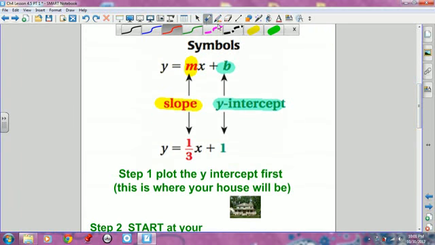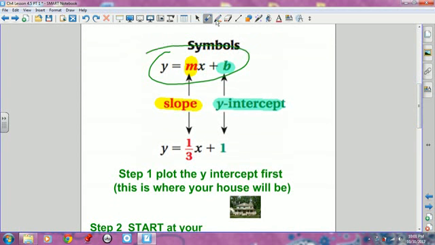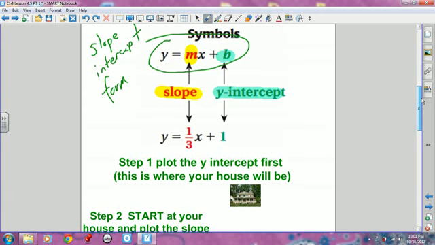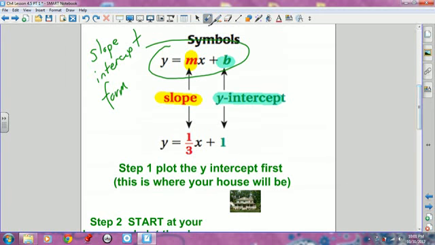If you would, on your paper, please write the equation y equals mx plus b. This is called slope-intercept form. But remember, the crazy math teacher is going to call it rise out of bed and run to catch the bus method. Why do they call it slope-intercept form?